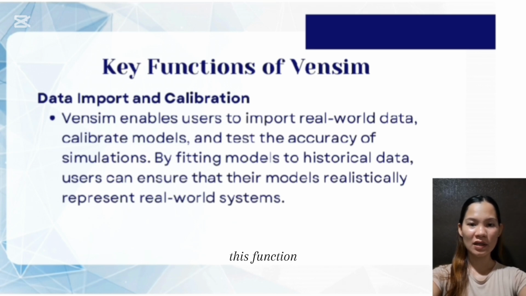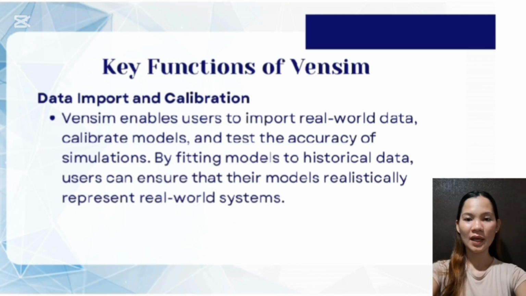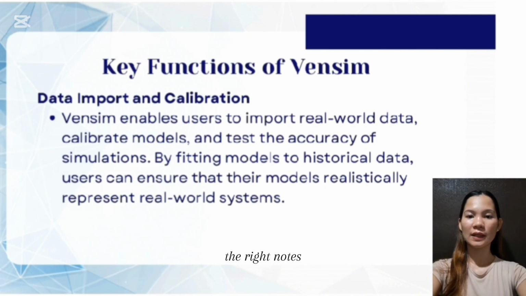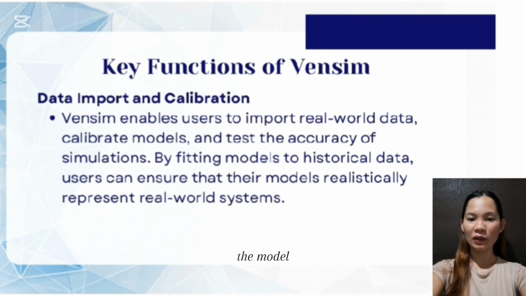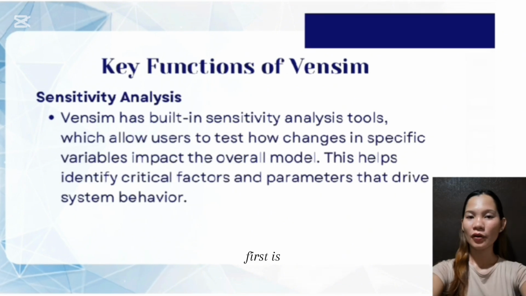This function is like a fact checker for your models. Vensim allows users to bring in real-world data and adjust their models to match historical information. It's similar to tuning an instrument to make sure it plays the right notes. By comparing the model to actual past data, users can make sure their simulations are as accurate and realistic as possible.